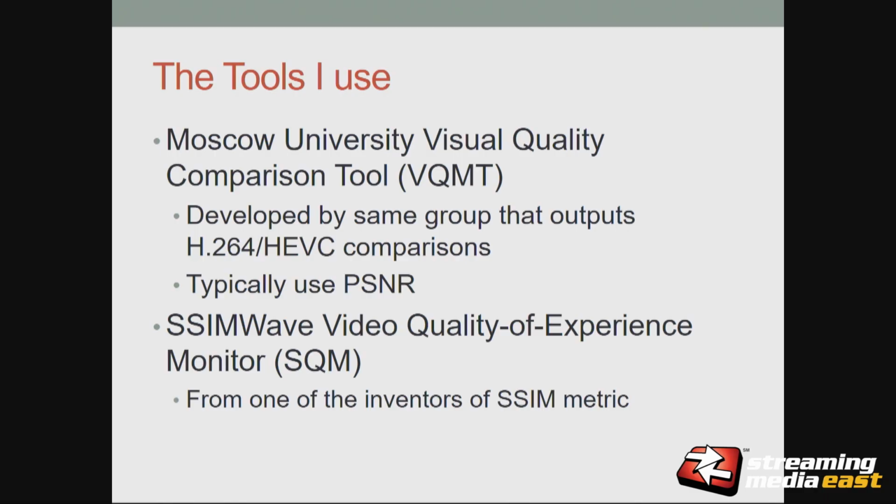So the tools that I use, really quickly, I use the Moscow University tool. This is a $1,000 tool. And I typically use PSNR because, at the end of the day, everybody understands PSNR. So if you're talking to a client, I like VQM for some uses. I like SSIM for some uses. They're probably better metrics, but the client understands PSNR. That's what they want to see. And I also use a tool called the SimWave Video Quality of Experience Monitor.